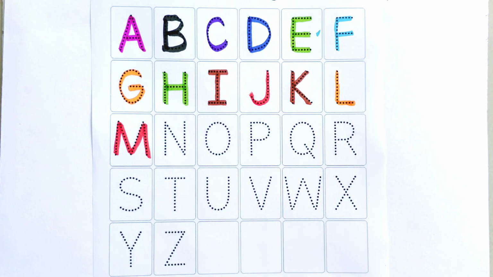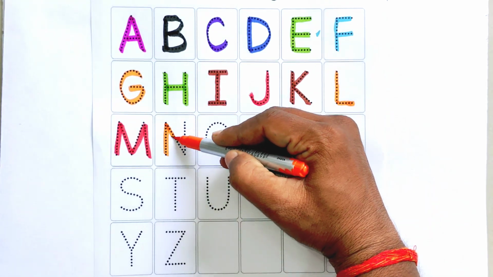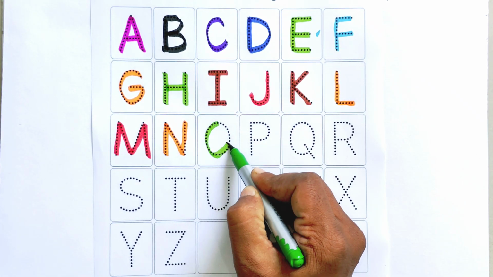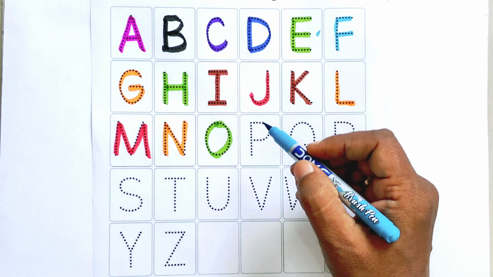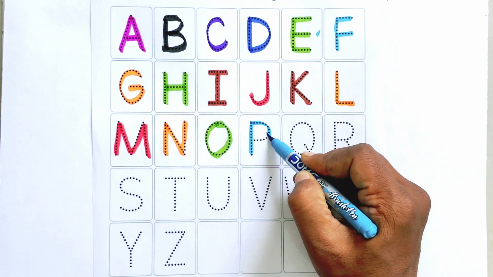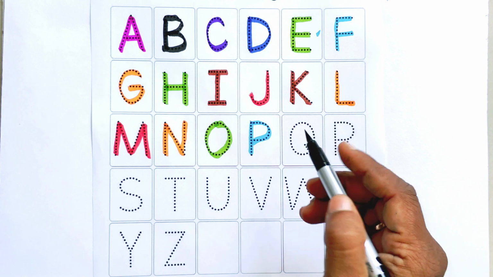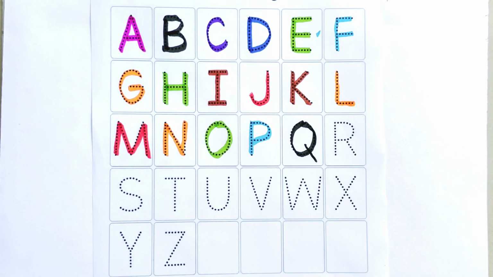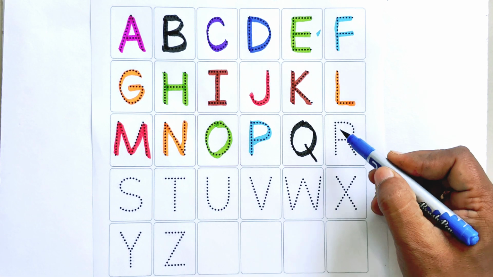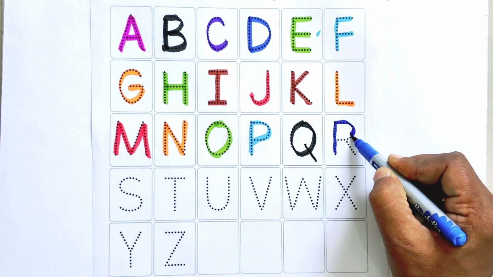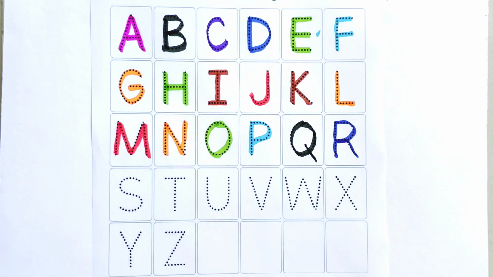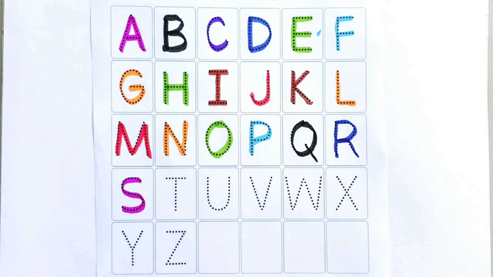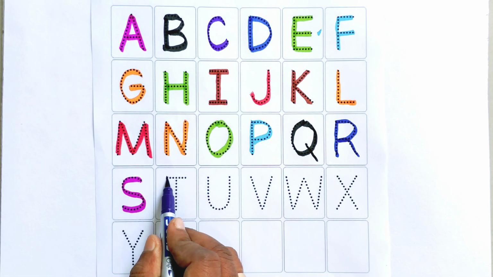N for nest. O for owl. P for parrot. Q for queen. R for rabbit. S for sun. T for tiger.